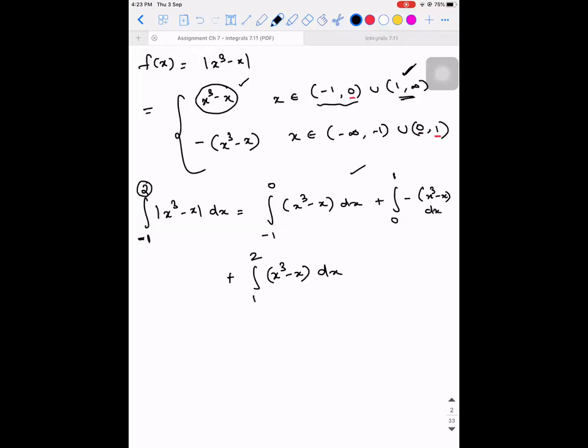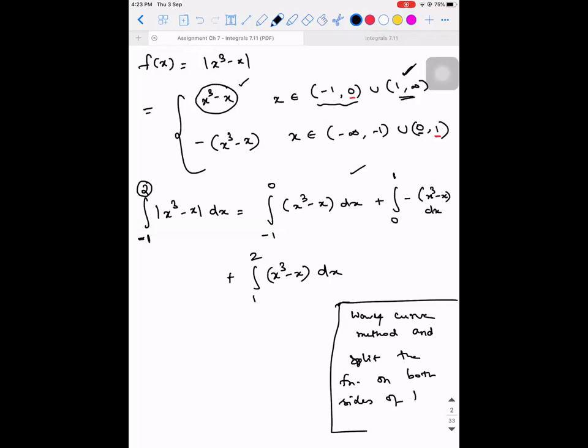So if I have to ask you for an algorithm, the steps to be followed to solve this, what will you say? The first thing is use the wavy curve method and split the function on both sides of the breaking point.